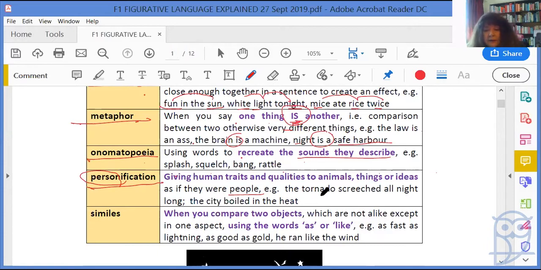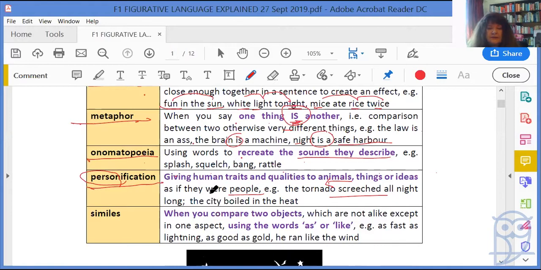For example, the tornado screeched all night. Now, a tornado can't really screech. Only a person can speak, scream, or screech. So we're giving a human trait to that tornado. We're making it seem like a human being.